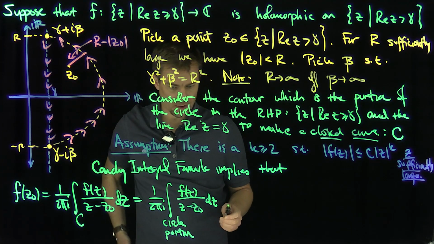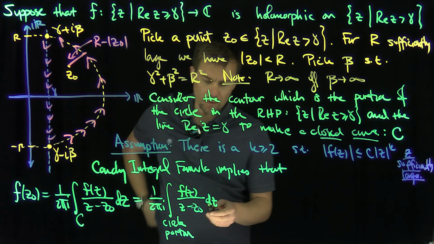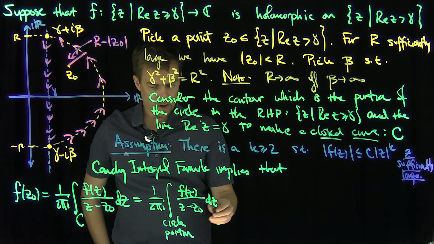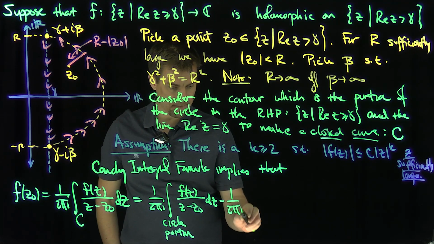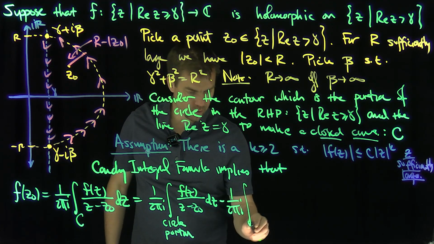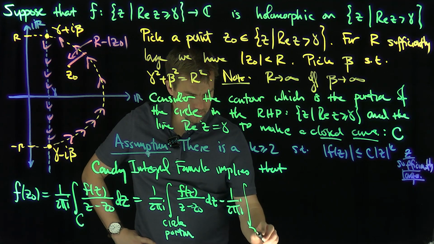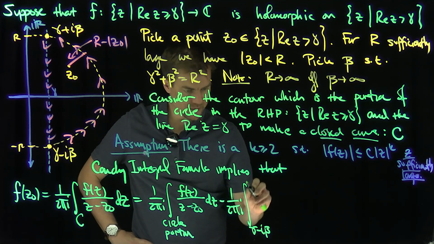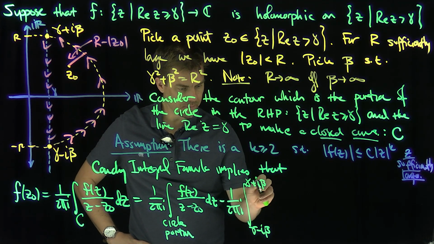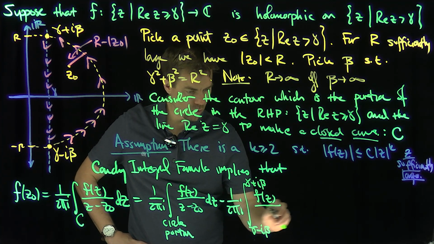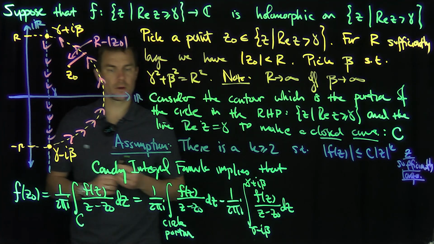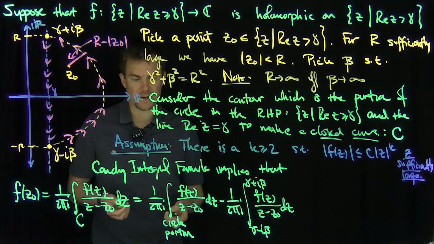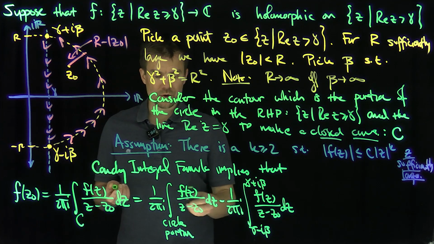Alrighty. And so now, what's the key thing to note? Plus, I'll put minus actually, minus 1 over 2 pi i, because it's going the opposite direction now. The integral from gamma minus i beta to gamma plus i beta of f of z over z minus z0 dz, right? Good. Now what's going to happen as this r goes to infinity?